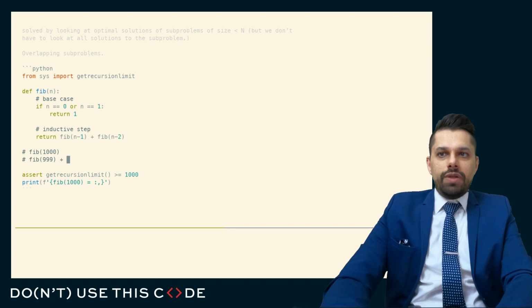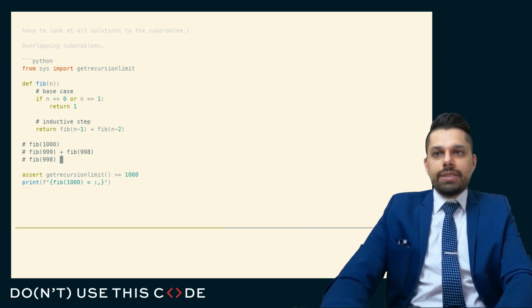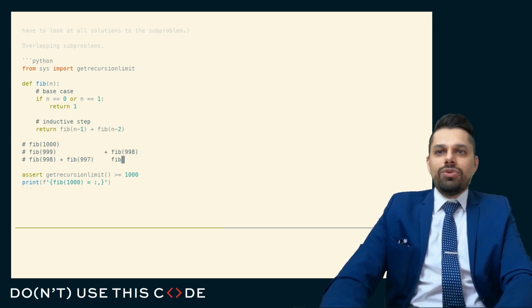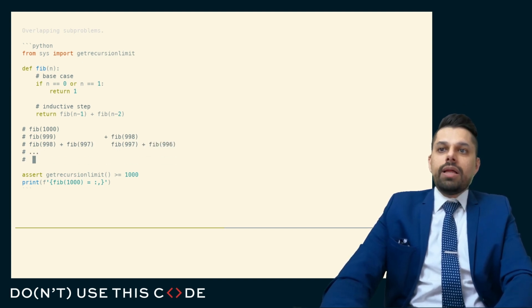The reason that it's so slow is that when I compute Fibonacci of 1000, it goes off and computes Fibonacci of 999 plus Fibonacci of 998. And when it computes Fibonacci of 999, it goes off and computes Fibonacci of 998 plus Fibonacci of 997. And when it's trying to compute this branch here, it computes Fibonacci of 997 plus Fibonacci of 996, and so forth and so on until I get down to my base case, Fibonacci of 1 plus Fibonacci of 0, and on the other side.